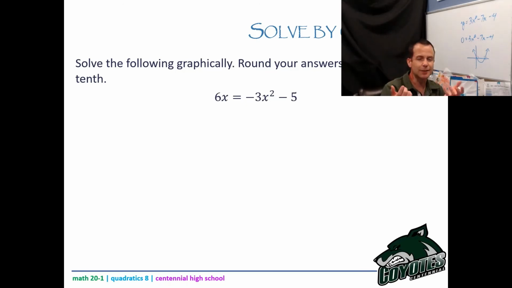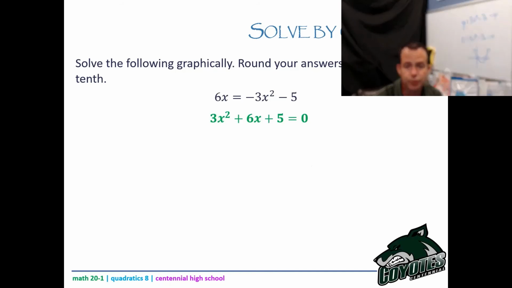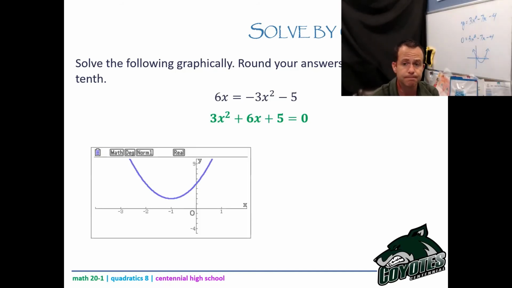So I don't like negatives if I don't have to deal with them, so I'm gonna bring that -3x squared over, and I'm gonna bring the -5 over, so I'm gonna rewrite this as 3x squared plus 6x plus 5 equals 0, and then I'm gonna graph that, okay? If you don't wanna do that, I will show you the other way in a second. But here's the picture that you should get if that's what you did.